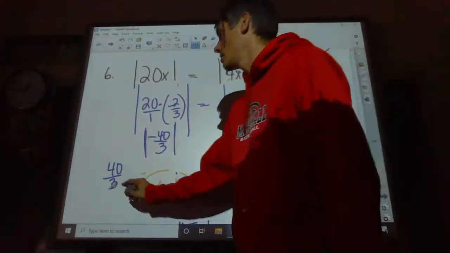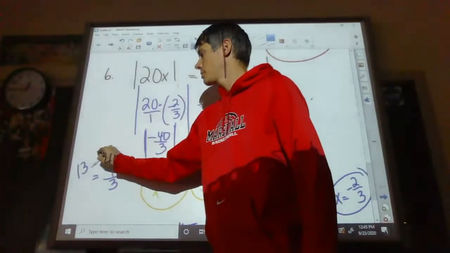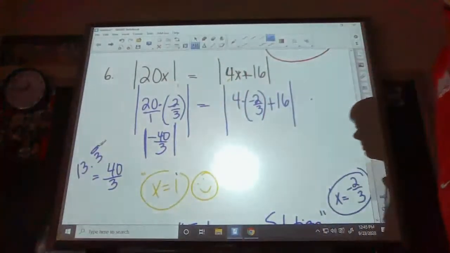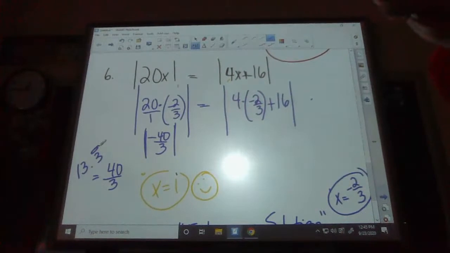13.3 with a repeating bar, right? This is really 13.3 or 13 and 1/3. The calculator could have told you that. I don't expect you to know that in your head. I know it in my head, but you don't have to.